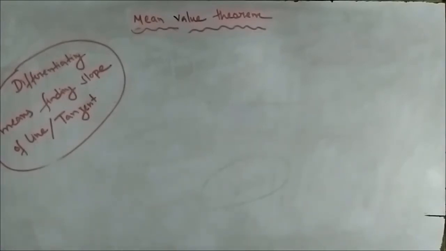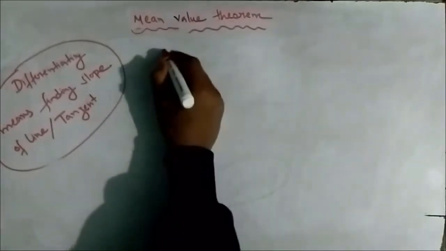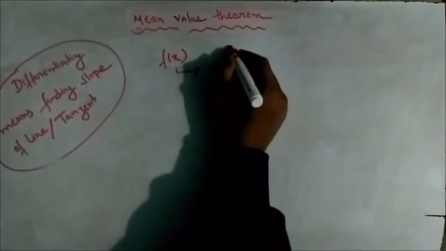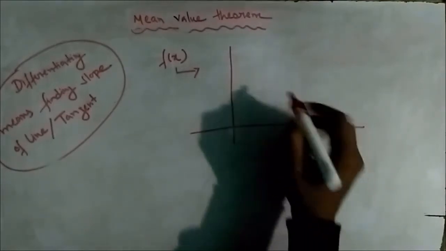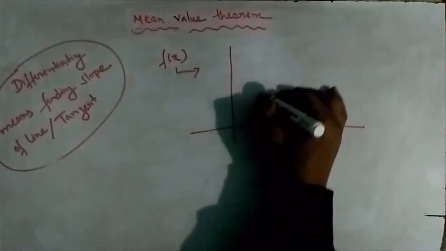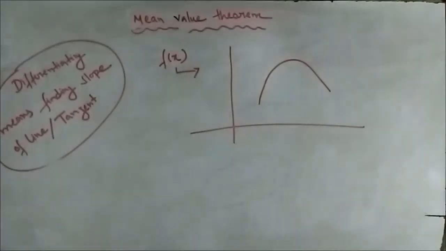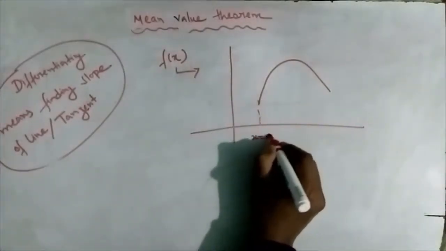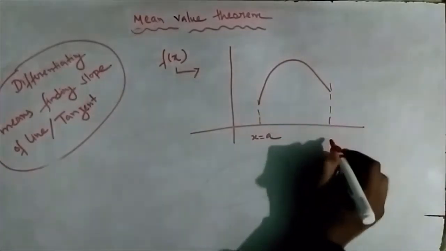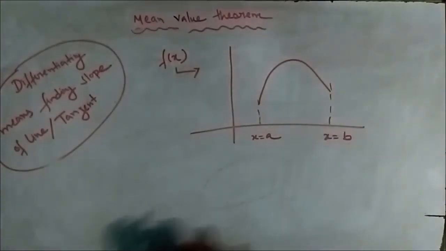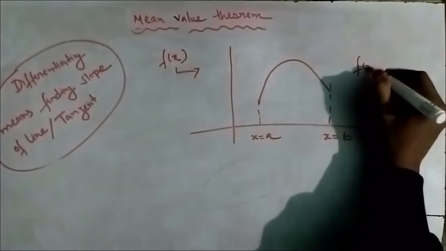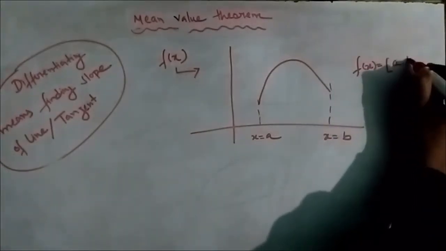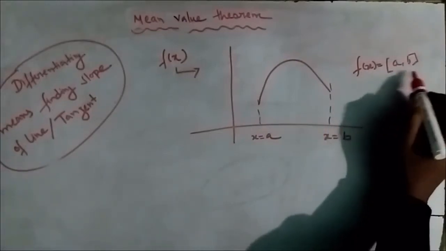Suppose we have a function f of x, and if we draw the graph of this function, suppose the graph looks like this, and the graph starts here at x is equal to a and finishes at x is equal to b. So we can say the range of f(x) is [a, b]. This is the notation of a closed interval.